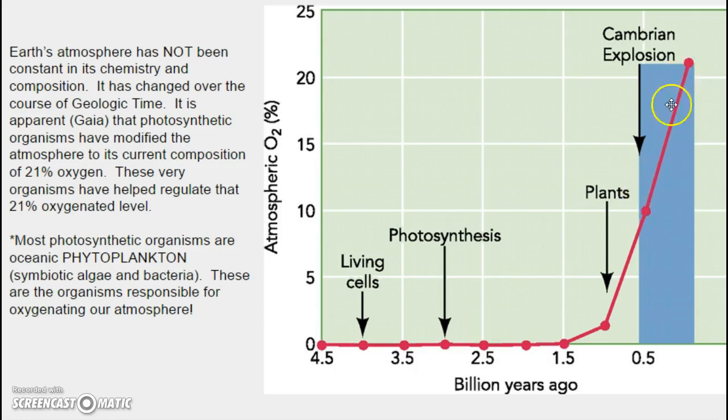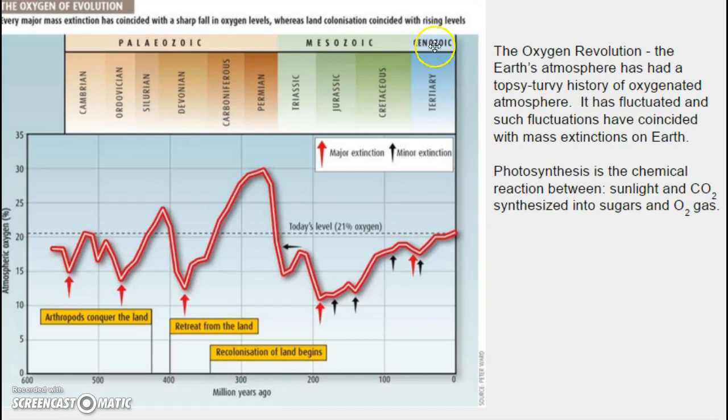And if we look here, the graph is very specific in saying that our atmospheric oxygen levels have increased in the most recent 1.5 billion years, and have really exploded in the last 500 million years. But most photosynthetic organisms are oceanic phytoplankton, symbiotic algae and bacteria, right? They're working together. These are the organisms responsible for oxygenating our atmosphere. So this is what's called, in geologic terms, the oxygen evolution. And I always call it the oxygen revolution.